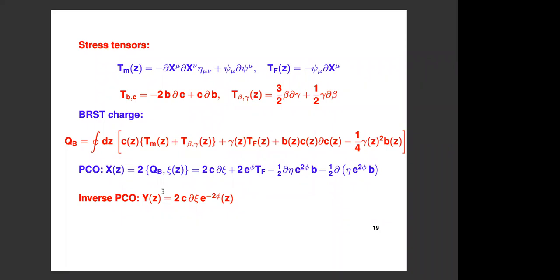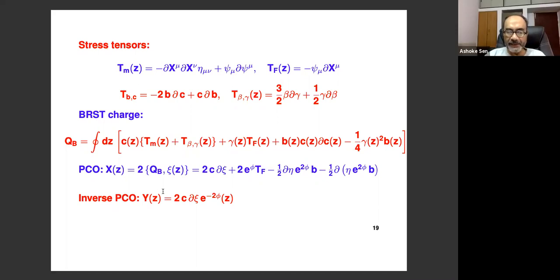So is this factor of 2 normal in PCOs? No, it's not normal, but it's useful. The point is that the fields that I have introduced here have a slightly different normalization from Polchinski's convention. If you go back to Polchinski's convention, then this factor of 2 will go away. Okay, thank you. It's not normal, but it just makes things a little simpler in this notation.